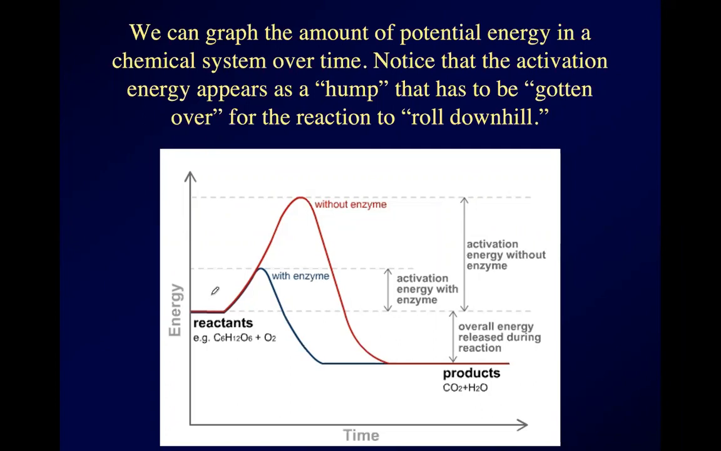If you're burning down your neighbor's house, you have to start it by lighting a match. It's not going to burn spontaneously. You have to give it some input, and that input is called the activation energy. And so we can draw a graph showing the amount of energy available in a chemical system over time.